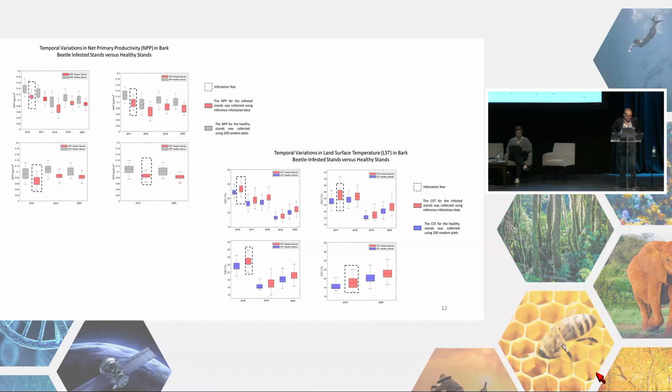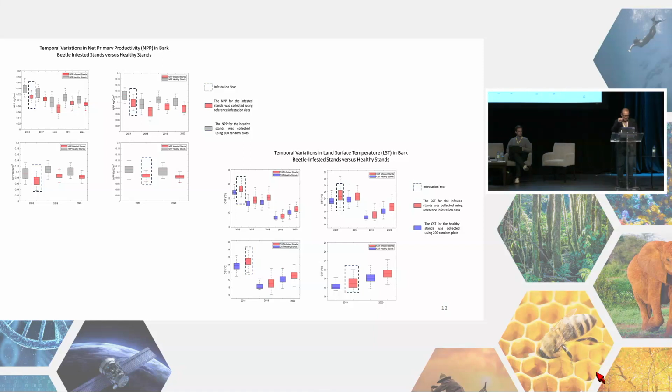These graphs, let me explain them briefly. They show the temporal variations over the 5 years of both NPP and the land surface temperature, starting from some bark beetle infestations in some forest stands that we compare, which are indicated in red, to the healthy forest stands that you see in gray. Typically the NPP is obviously decreasing when there is an infestation. And the dashed line represents the start of the infestation for each year.